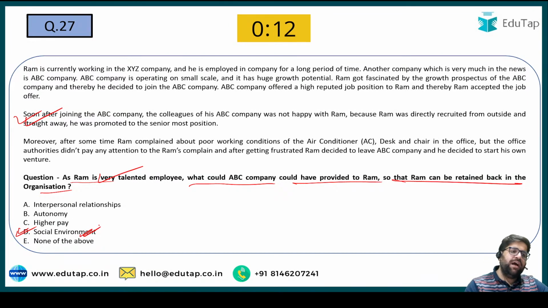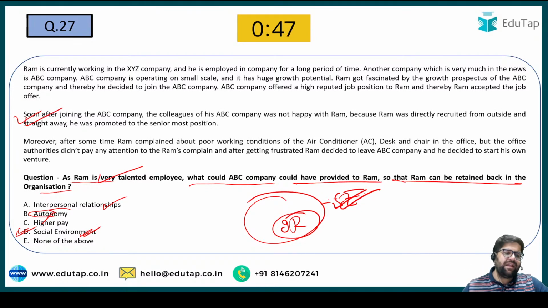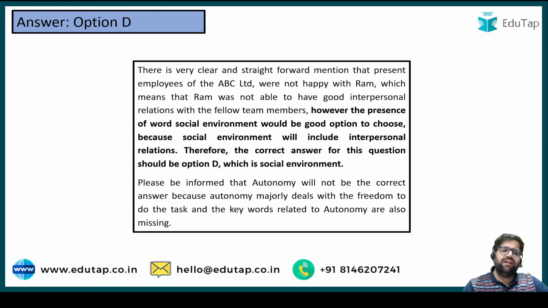As simple as that. Now the answer will not be autonomy, because autonomy is the freedom to do a task, and the passage has nothing to do with that component. Interpersonal relationship can be a potential answer, but if I'm making a superset, this is your social environment, and interpersonal relationship is a subset. So I will always choose the component which is a superset that encompasses interpersonal relationships. Higher pay cannot be an answer. So this was your motivational part, and I have explained why different components are there in this question.